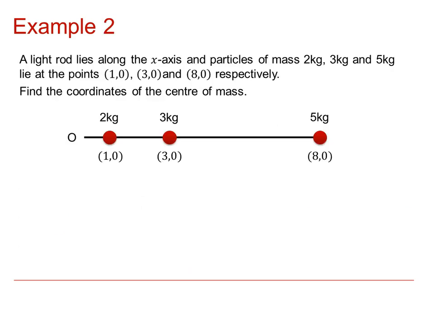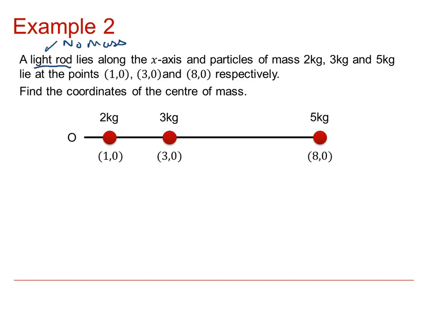In this second example, we want to consider a light rod. Now by light we mean it has no mass. So it's not the rod itself which is going to contribute to the center of mass of this system, but it's each of these individual masses which are placed along the rod. So we've got 2 kilograms, 3 kilograms and 5 kilograms placed at (1, 0), (3, 0) and (8, 0). And we want to find the coordinates of the center of mass.